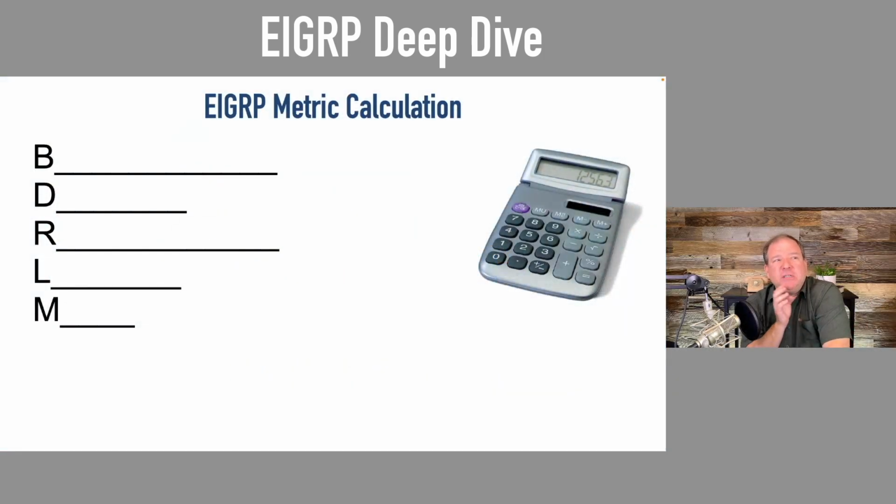In fact, there's an acrostic that I memorized a long time ago that lets me remember the elements that could go into an EIGRP metric calculation. And here's the acrostic if you want to write it down. It's Big dogs really like me. Big dogs really like me.